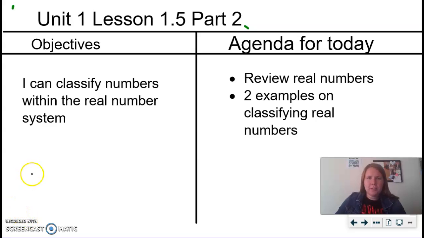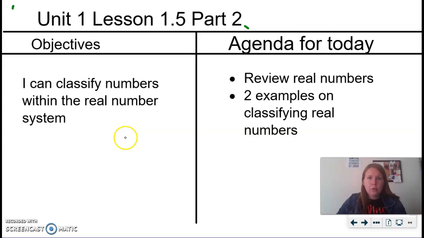Alrighty, Algebra 1 students, welcome to lesson 1.5, or part 5 in your unit 1. And this is actually then part 2 of the part 5. So you should have already watched part 1, as we did that a couple days ago in class, discussing square roots and different operations.